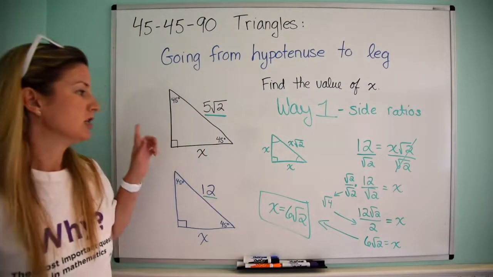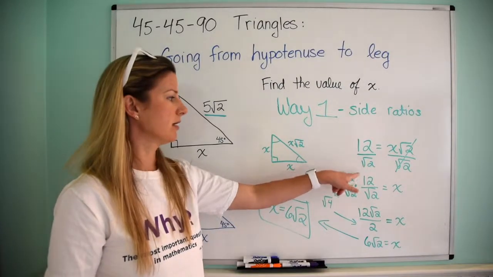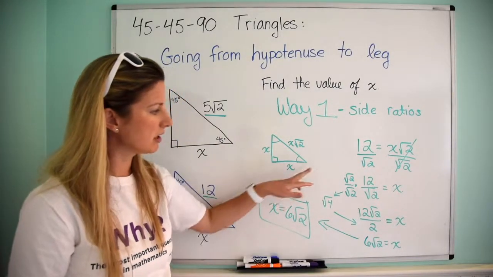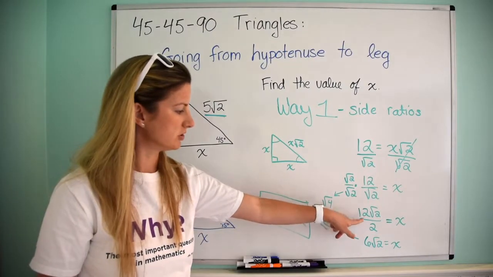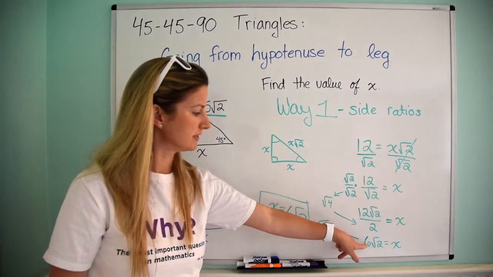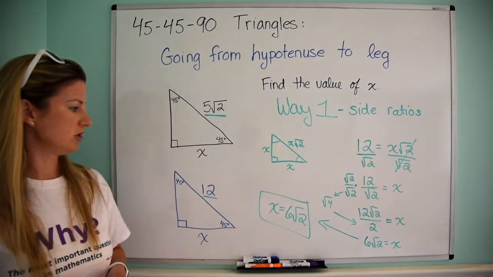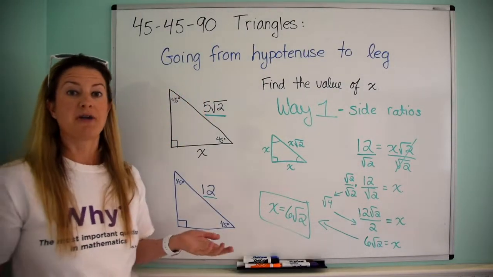Okay, perfect. So in this case, we had to do a little bit more work, because we ended up with a radical in the denominator. So we had to multiply by root 2 over root 2 to get rid of that. It became root 4, which is 2, and then we simplify because 12 over 2 is 6. So it becomes 6 root 2. So there you go, that's way 1.